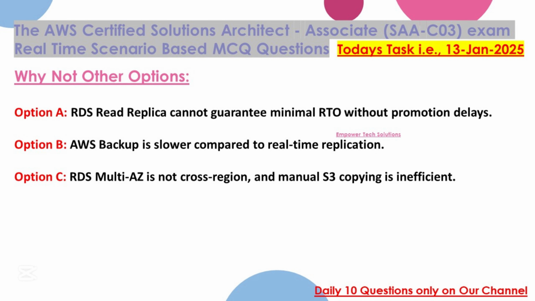Why not other options? Option A. RDS read replica cannot guarantee minimal RTO without promotion delays. Option B. AWS Backup is slower compared to real-time replication. Option C. RDS Multi-AZ is not cross-region, and manual S3 copying is inefficient.